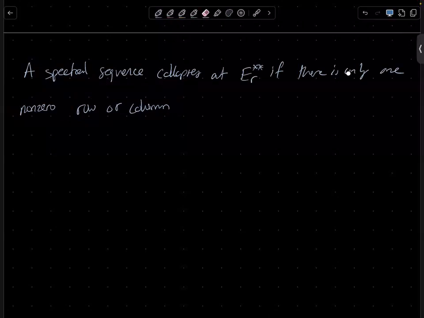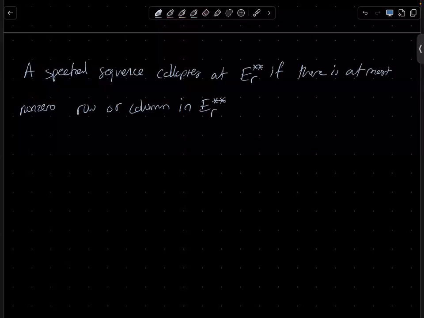Okay, at most. You can wiggle your finger, fine. If there's at most one non-zero row or column in this page, and it's row or column, not both. I just mean literally one line. So maybe X or, okay, whatever.